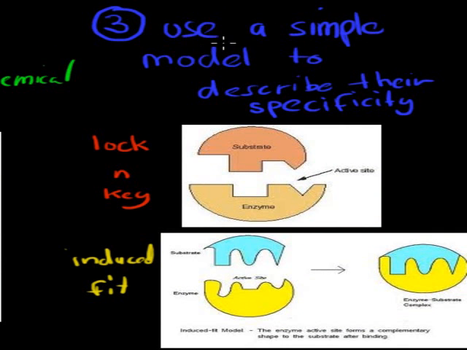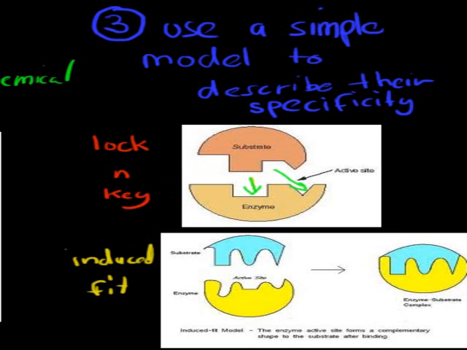Third point of that dot point was use a simple model to describe their specificity. Remember the lock and key? The lock and key was that you had that perfect fit between substrate and enzyme. So the substrate fits in perfectly. And then the substrate gets broken. So they form an enzyme substrate complex when this happens. And then the substrate gets broken down into 2 products. And that would be the lock and key. That the enzyme might be the lock and the substrate the key. Perfect fit. That was one name of one of the models.